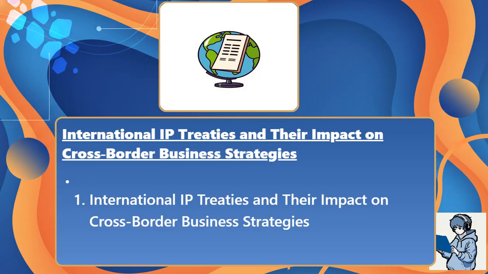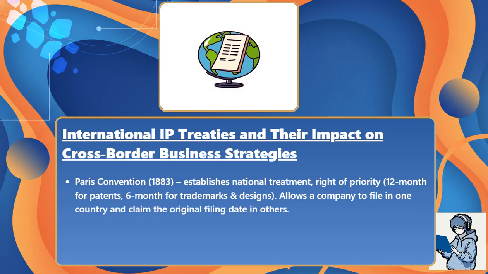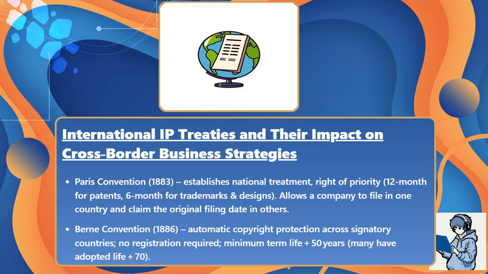9. International IP treaties and their impact on cross-border business strategies. Okay, treaties. Paris Convention, 1883, establishes national treatment, right of priority, 12 months for patents, 6 months for trademarks and designs. Allows a company to file in one country and claim the original filing date in others. Berne Convention, 1886, automatic copyright protection across signatory countries. No registration required. Minimum term life plus 50 years, many have adopted life plus 70.